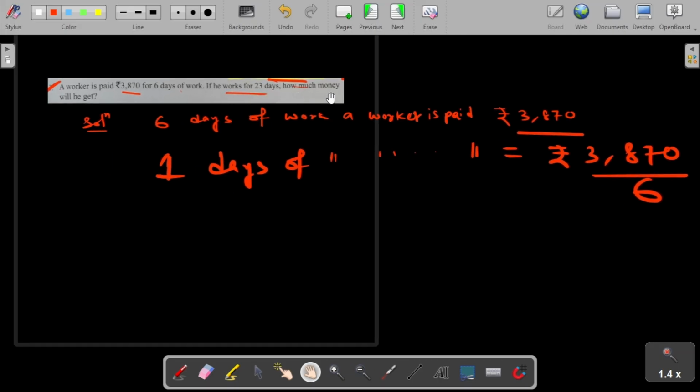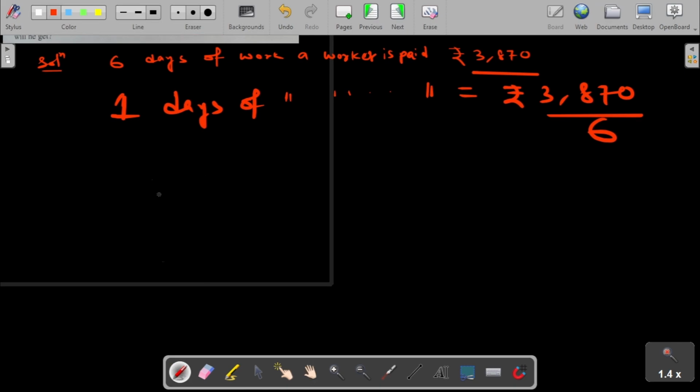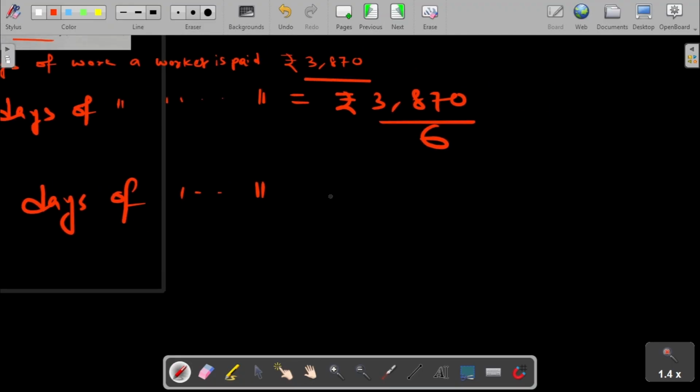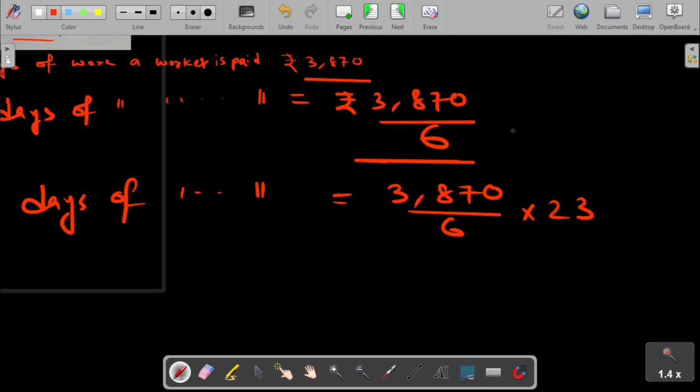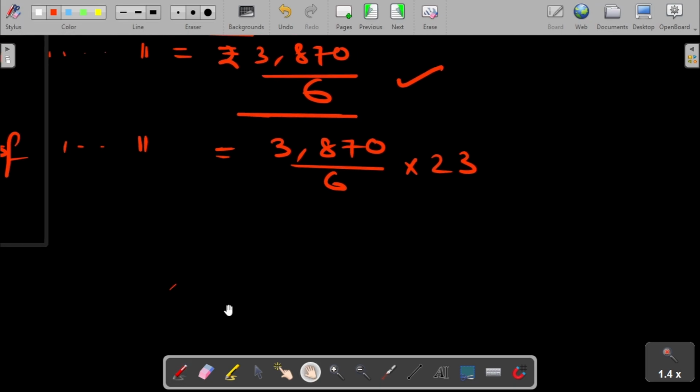If he works 23 days, how much money will he get? So now we are finding for 23 days. So 23 days of worker is paid how many money? If this money is paid for 1 day, so for 23 days he'll get 3870 divided with 6 and multiplied with 23. তাহলে একদিনের জন্য যদি এত টাকা পেয়ে থাকে তাহলে 23 দিনের জন্য কত টাকা হবে? 23 দিয়ে মাল্টিপ্লাই করলেই পেয়ে যাব। So this is equal to what?